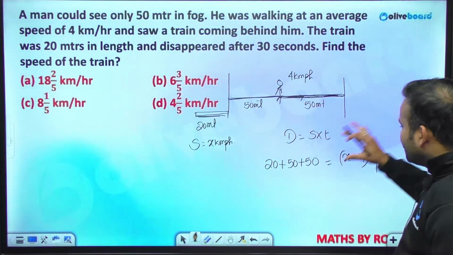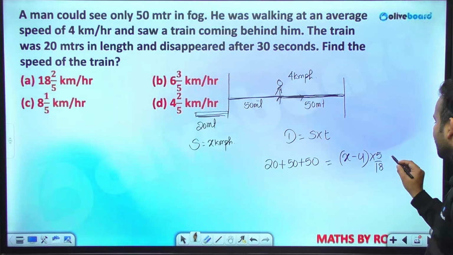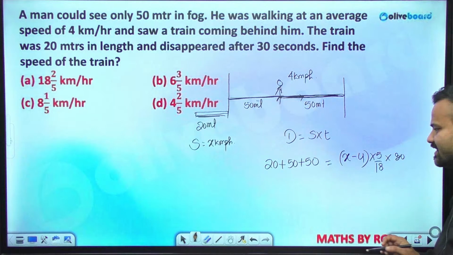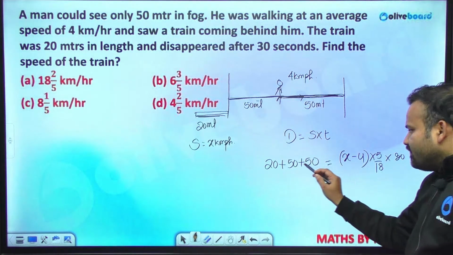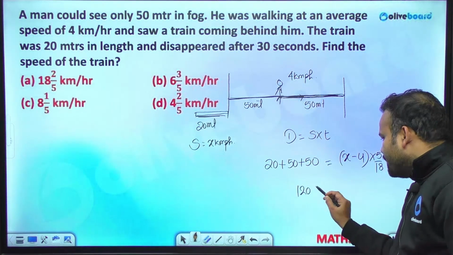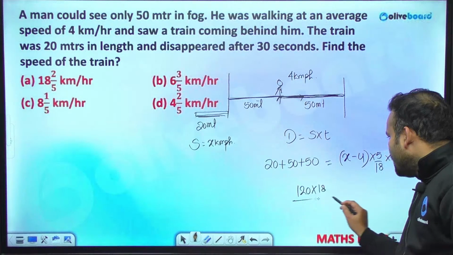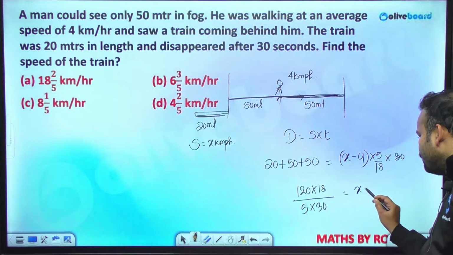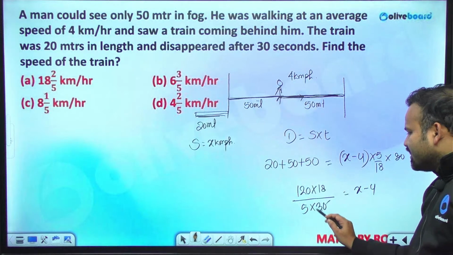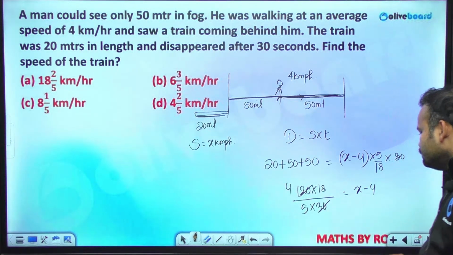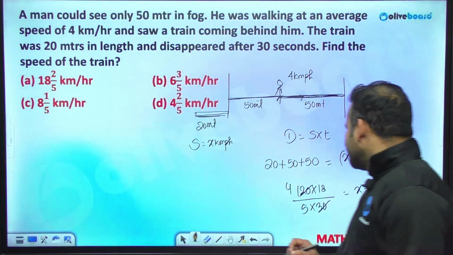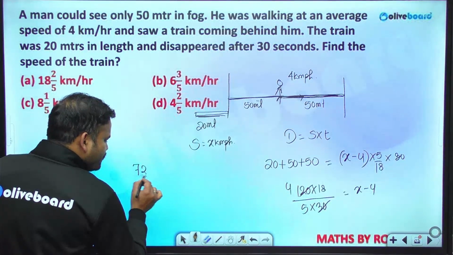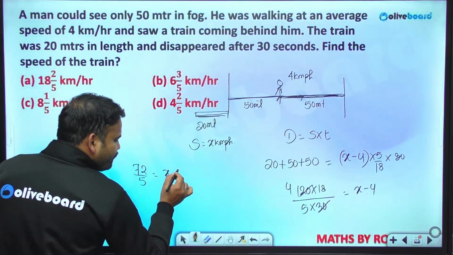And what is the total time taken? The total time taken is 30 seconds. So this is in meter per second and second, so it is balanced now. 50, 50, 100, 120 multiplied by 18 upon 5 into 30 is equal to x minus 4. So this is 30 times 4, 18 times 4 is 72 by 5. So 72 by 5 is equal to x minus 4.